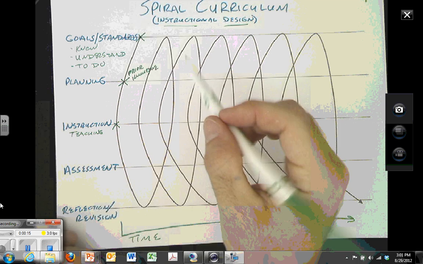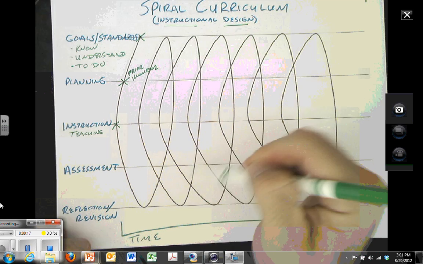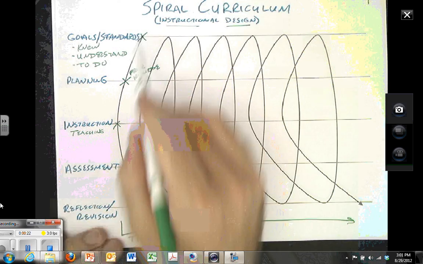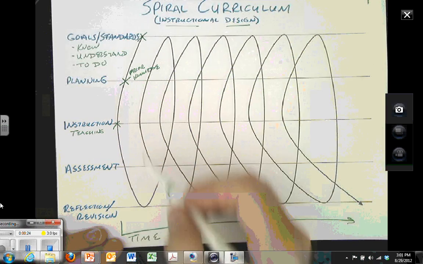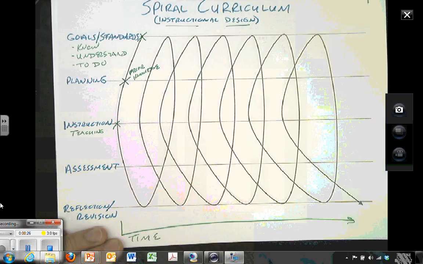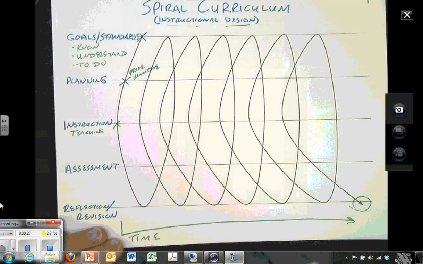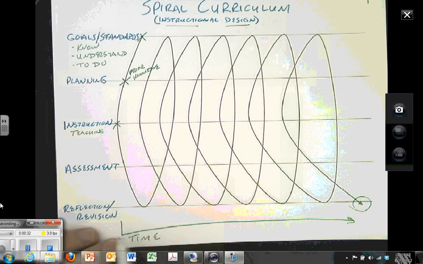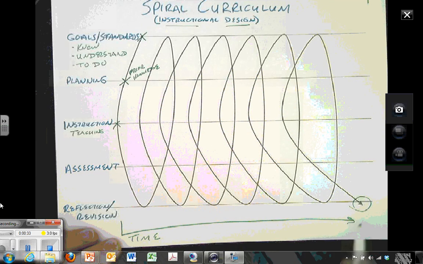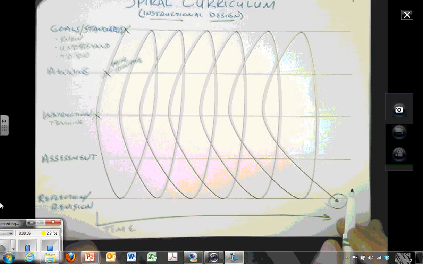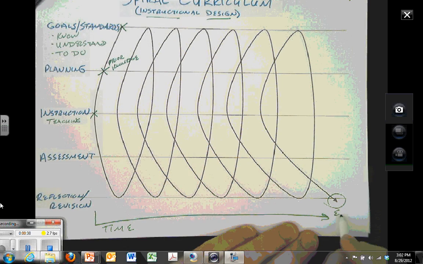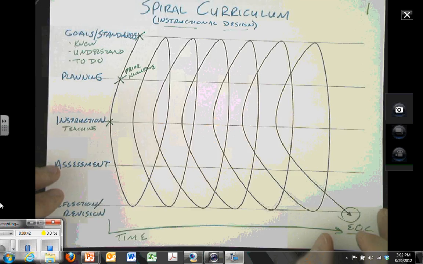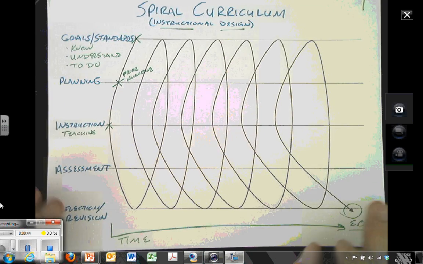So you see here this spiraled line with a beginning that moves backward first and continually moving forward and then back, forward and then back, until we have a result. This is time. And this is how the curriculum moves forward in time. This would be the end of the course, whether it be the end of the semester, end of the year, however the class is set up.